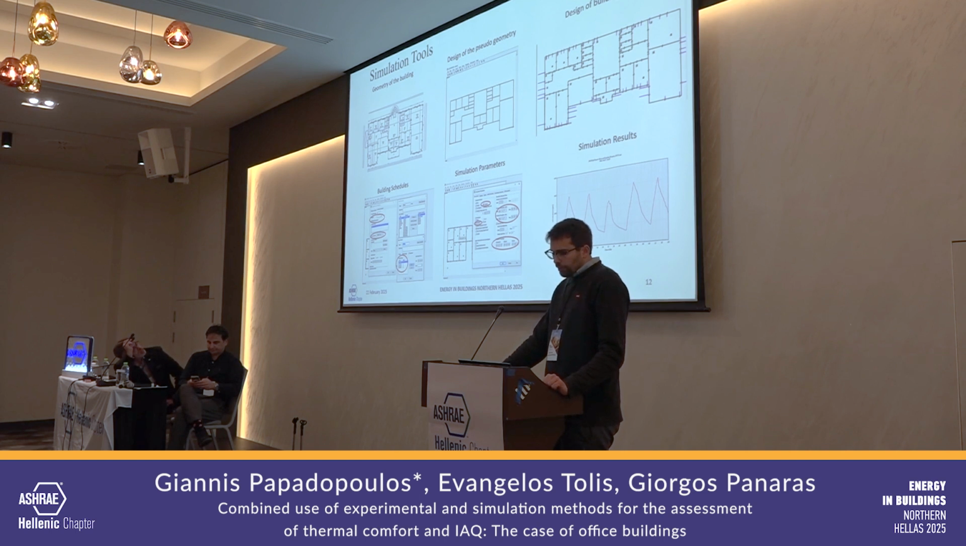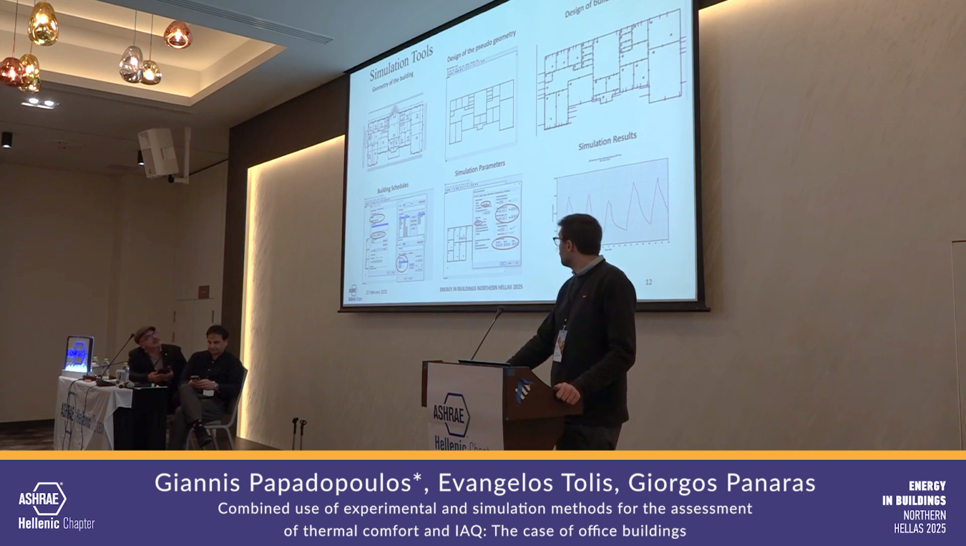So what we do there, we take the geometry of our building, we design the geometry in the program, then we put there the openings like windows and doors and separate the zones of the building. Then we put building schedules like occupancy, CO2 produced by our users, as well as weather conditions that we have in the outdoor space, because this program works with the different pressures between indoor and outdoor of our building.